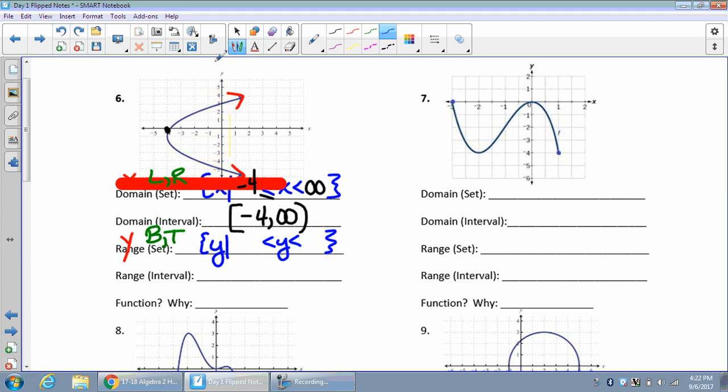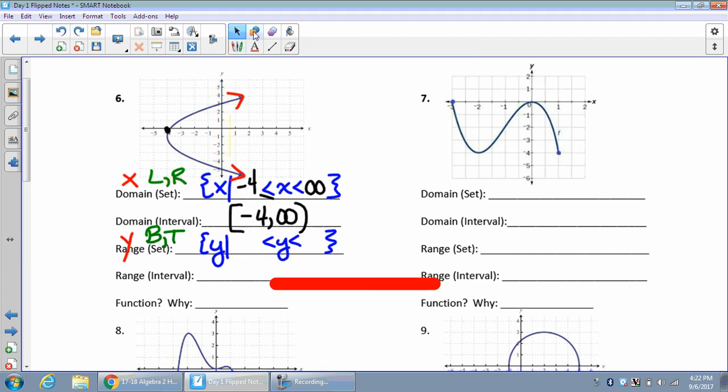So, even though it looks, I'm going to use my purple. No, I'm going to use green. Even though it looks like this arrow is going to the right forever and ever and ever, really ask yourself, if I'm talking about left and right, is that X values or Y values? Well, left and right, that belongs to domain. So don't be fooled, because this is actually going to be negative infinity.